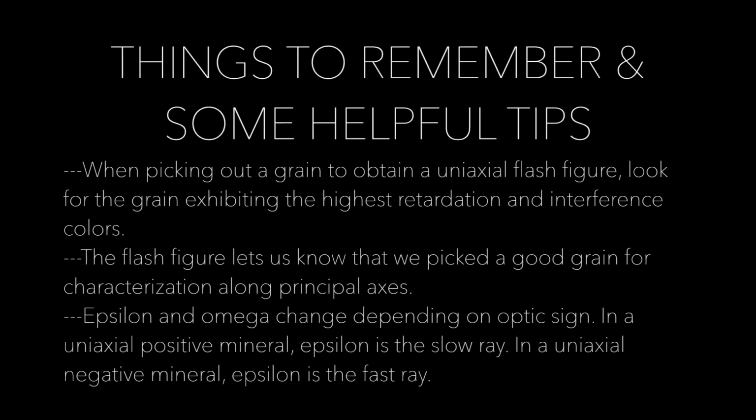Here are some things to remember and some helpful tips. When picking out a grain to obtain a uniaxial flash figure, look for the grain exhibiting the highest retardation and interference colors. The flash figure lets us know that we picked a good grain for characterization along principal axes. Epsilon and omega change depending on optic sign. In a uniaxial positive mineral, epsilon is the slow ray. In a uniaxial negative mineral, epsilon is the fast ray.